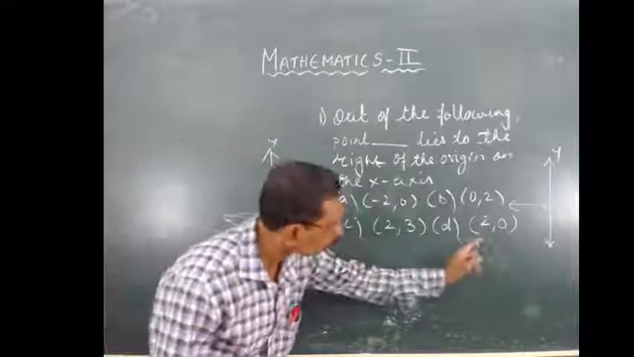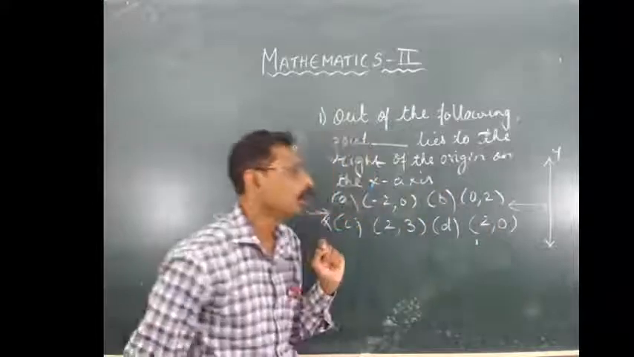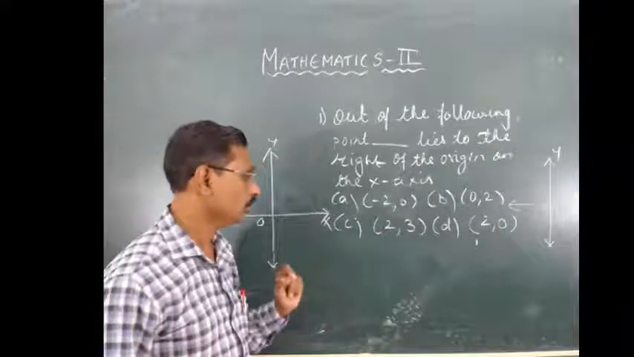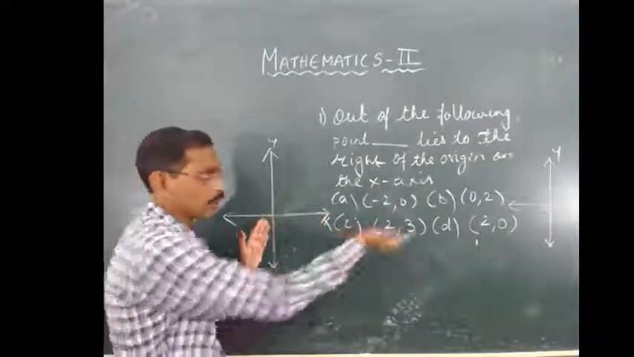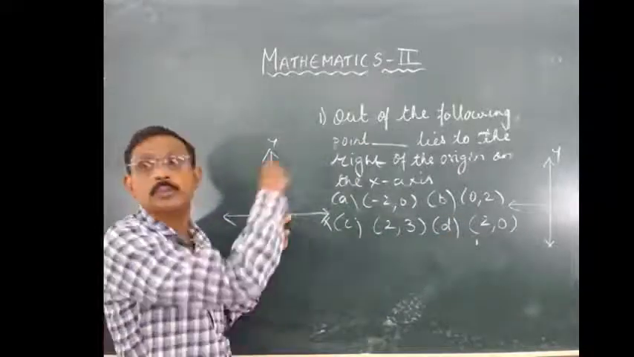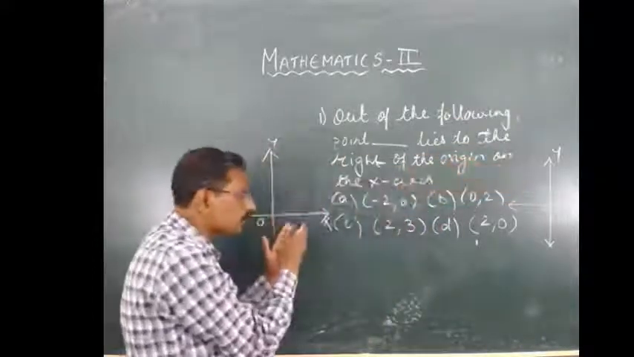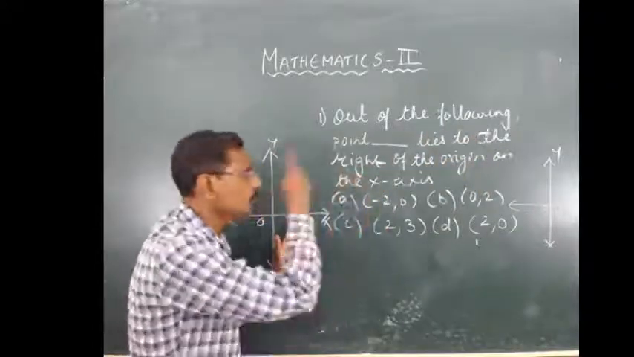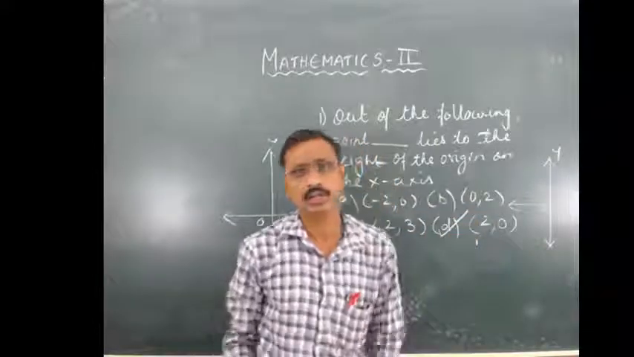Now let's move on to option D. What does option D tell me? 2 and 0. The x coordinate is 2 and the y coordinate is 0. So if we plot this, y is 0, and the 2 will be on the x-axis on the positive side. And where is the positive side? To the right. That means this point lies to the right of the origin on the x-axis. That means option D is right.